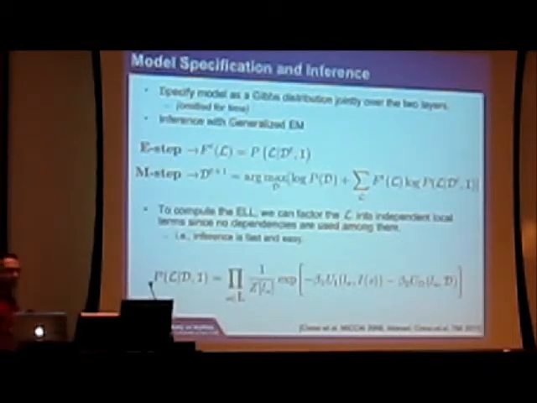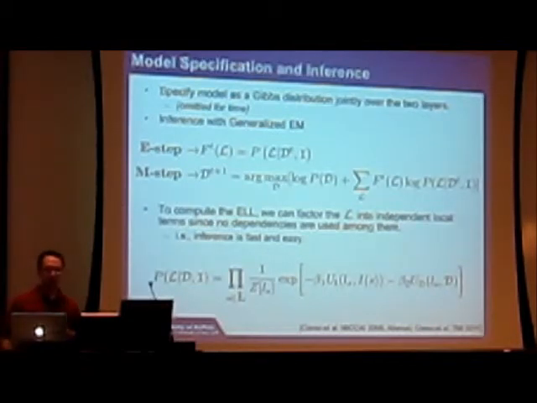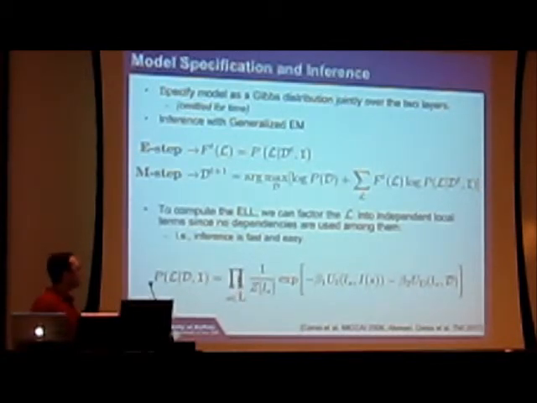We use generalized EM. And at each step, just want to note that inference is going to be fast and easy because we can factor that L level inference into independent local terms because there's no connectivity between the 2 nodes in the graph. Okay, and when you're computing the expected log likelihood, you just get a product over each value independently. This is quite easily and quickly solved.